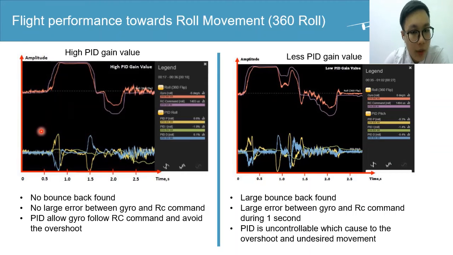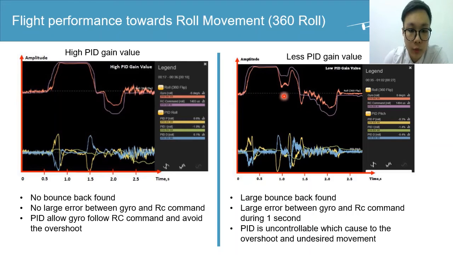For the high PID value, the proportional is increased gradually to allow the gyro to follow the RC command, and the derivative does well to avoid the overshoot created by the proportional. So there is no overshoot here. This parameter allows the gyro to stay closely attached to the RC command, which can be defined as the desired movement.